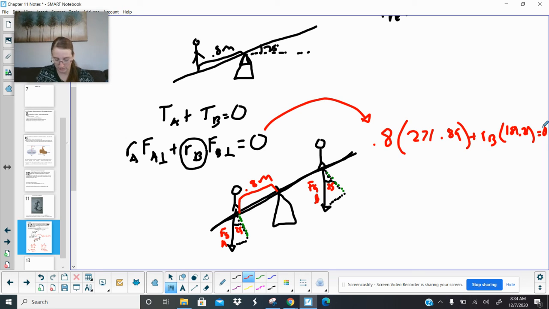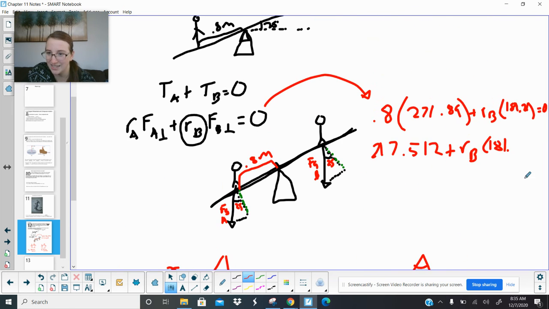So let's move some stuff over and simplify this. We got 0.8 times 271.89. I'm going to go ahead and write all of this again. We got 217.512. Oh my gosh, Major, be quiet. Plus the radius for Bree, 181.26, can't even read my own handwriting, equals 0. I'm going to go ahead and do this in one step just so I can finish it off. We're going to subtract the 217 over and then divide by the 181.